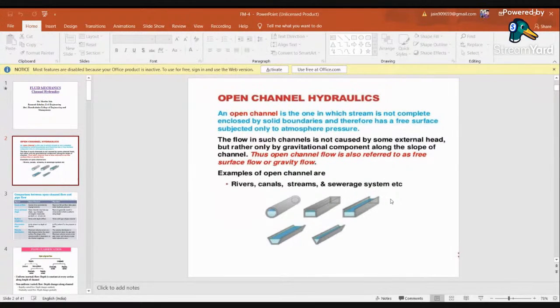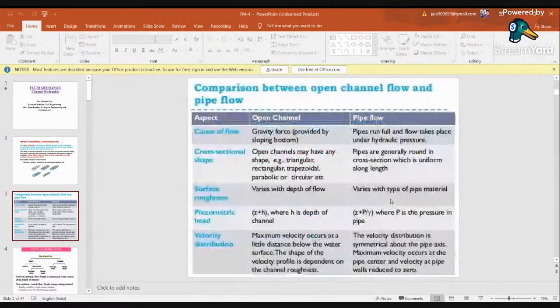In this figure you can see that in an open channel only three edges are covered by the water, or have the wetted parameter. Here we have to consider only the three edges for calculating the wetted parameters, or the wetted perimeter. Now, how do we compare the open channel with the closed conduit? For that, a simple classification has been mentioned over here.